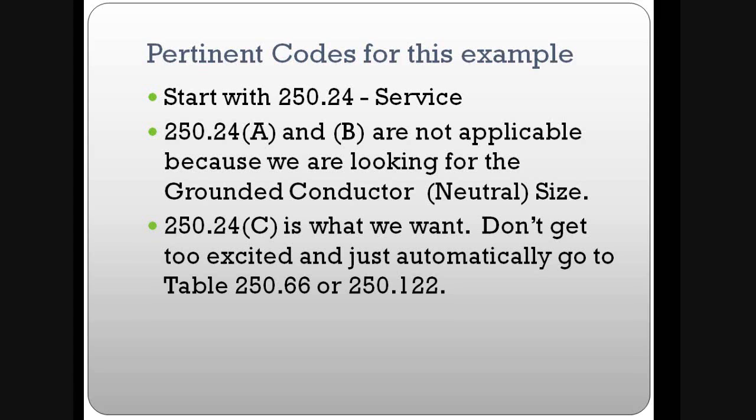This is a mistake that a lot of electricians make: they automatically go to 250.66 or 250.122 because they're accustomed to going to those tables. So we need to look and see that 250.24(C)(2) is where it talks about the parallel conductors in two or more raceways, which is what our problem addresses.